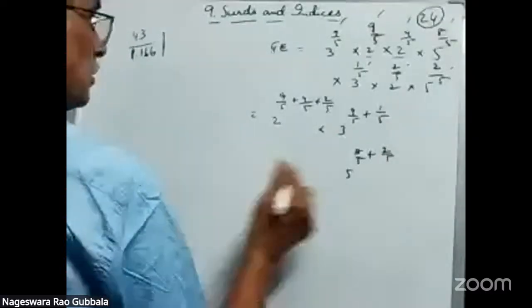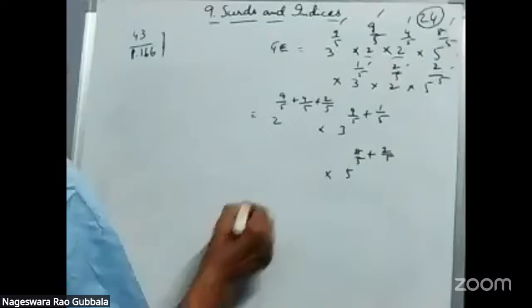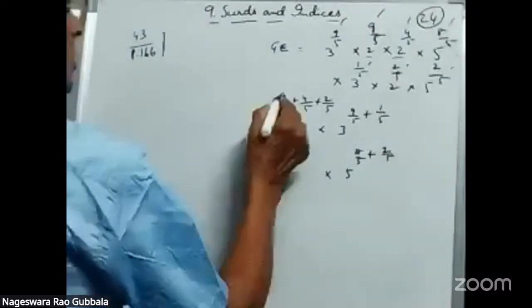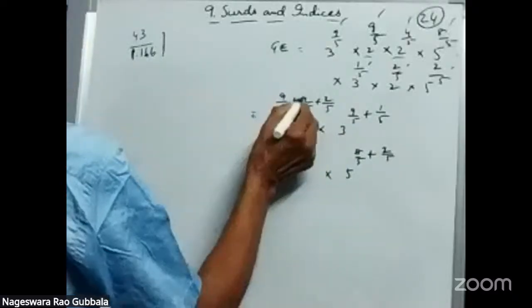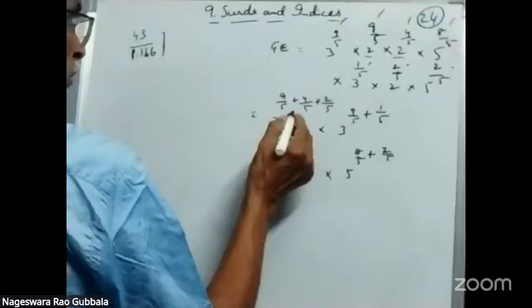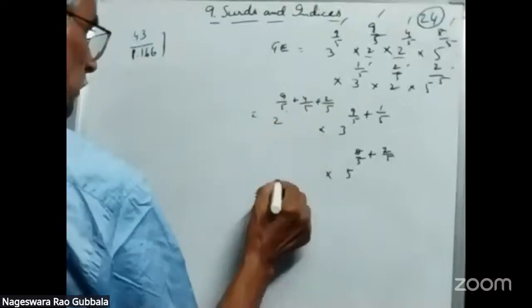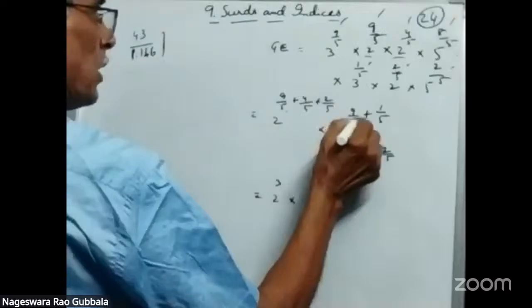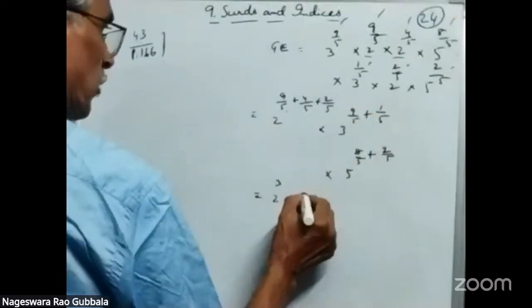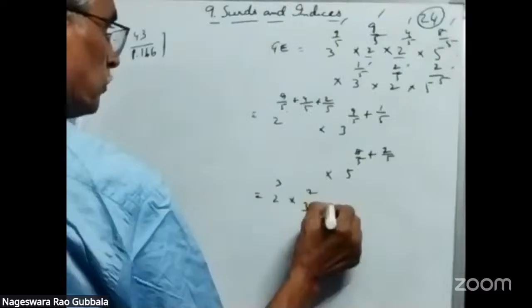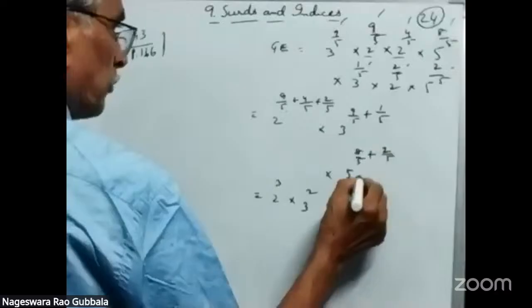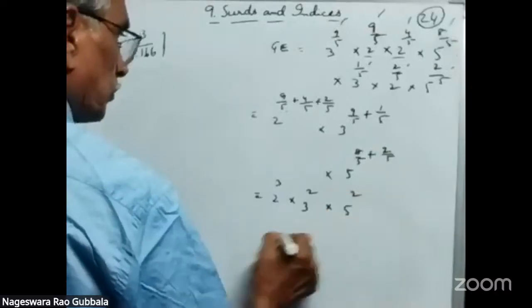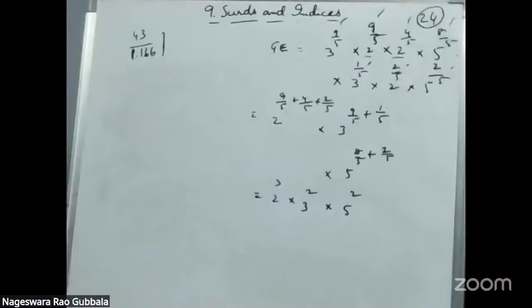Can be written that way. So, LCM denominator 5: 9 plus 4 is 13, 13 plus 2 is 15, 15 by 5 is 3, so 2 to the power of 3. Denominator is 5: 9 plus 1 is 10, 10 by 5 is 2, so 3 to the power of 2. Denominator is 5, numerator is 8 plus 2 is 10, 10 by 5 is 2, so 5 to the power of 2. So this is reduced to 2 cube into 3 square into 5 square.